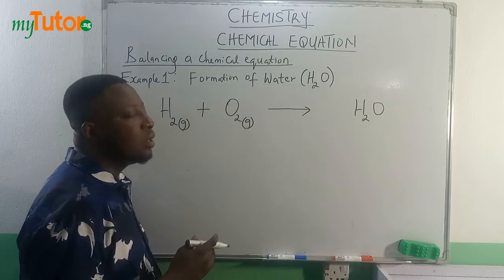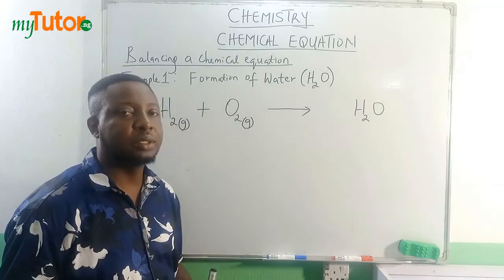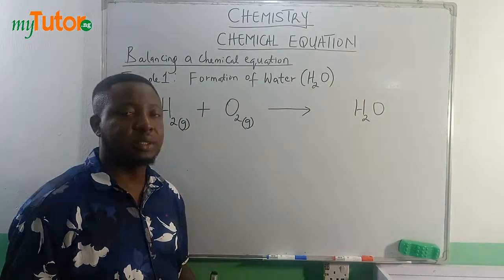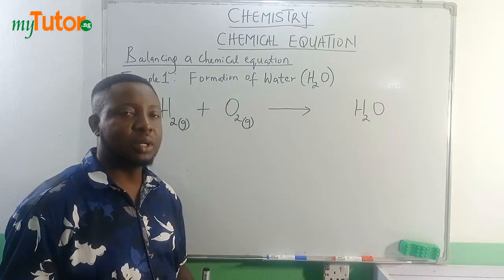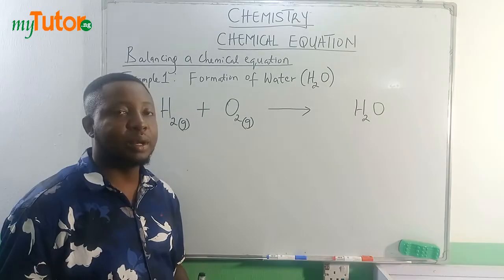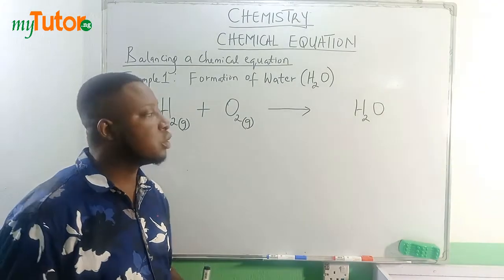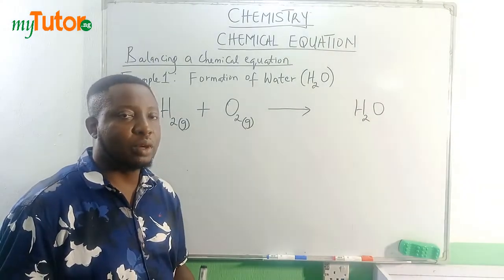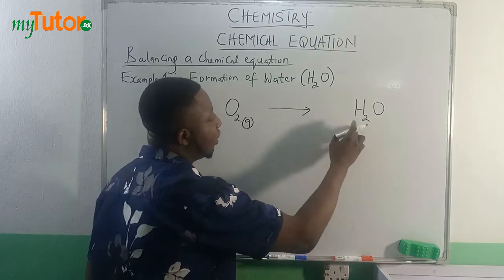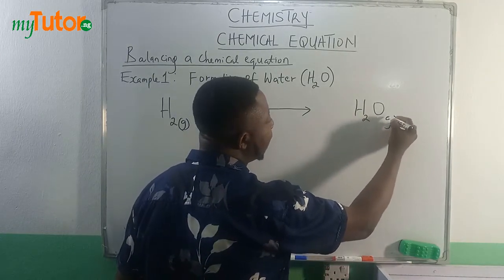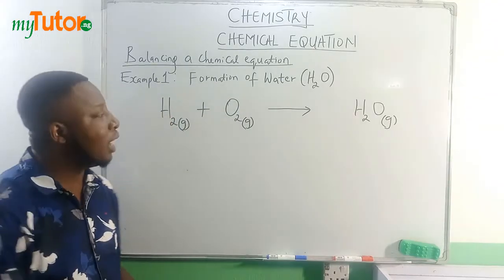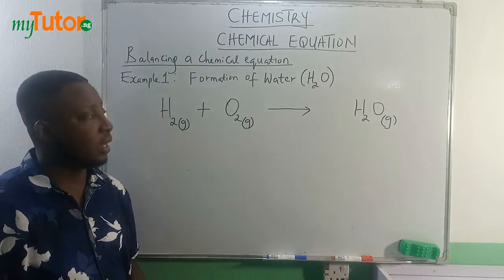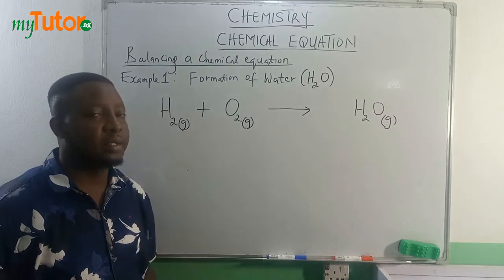The water molecule is a gas if the reaction takes place at 100 degrees Celsius or above. But below 100 degrees Celsius, the water molecule is a liquid. So let's assume that the reaction takes place above 100 degrees Celsius. Then our water molecule will also be a gas. So we have our reactants on the left-hand side and our product on the right-hand side.